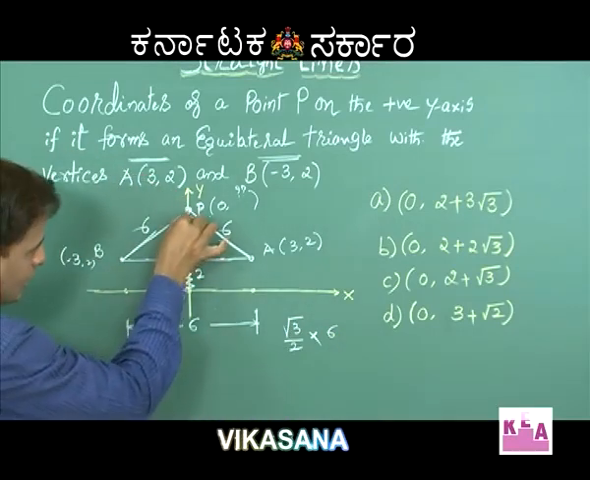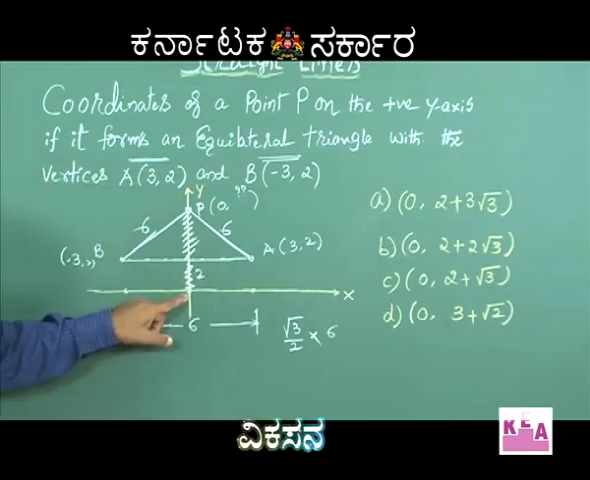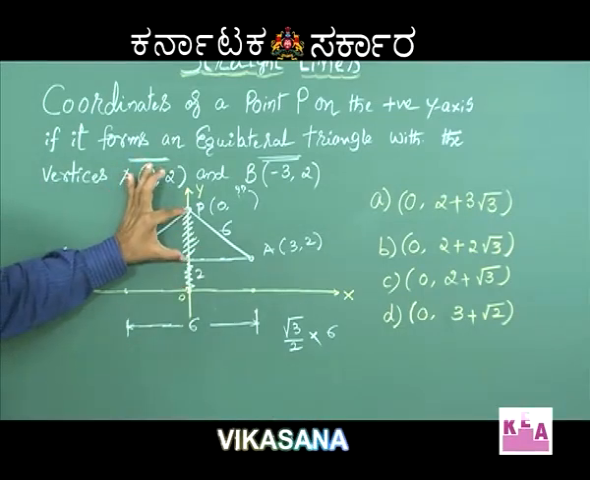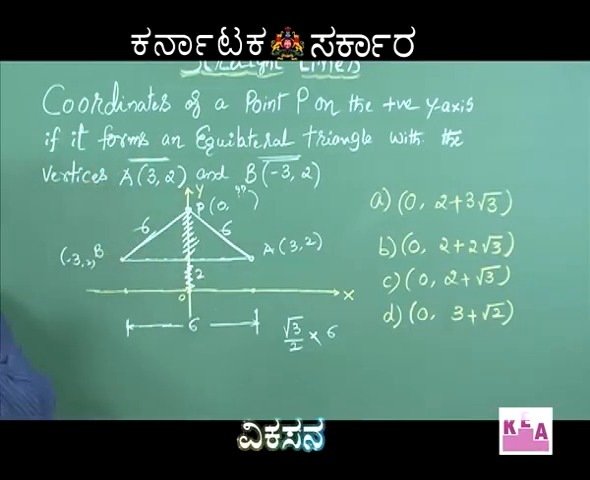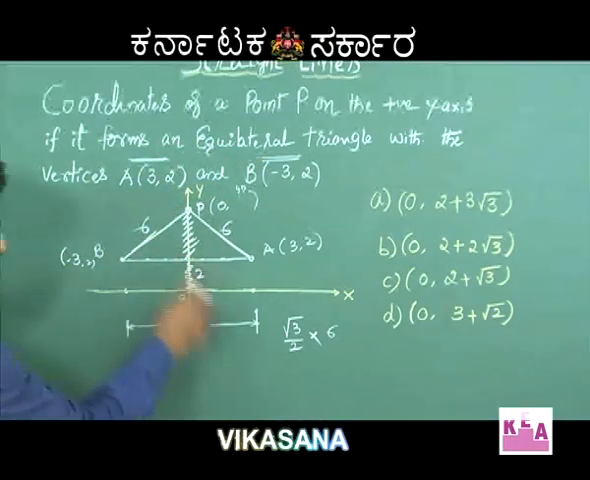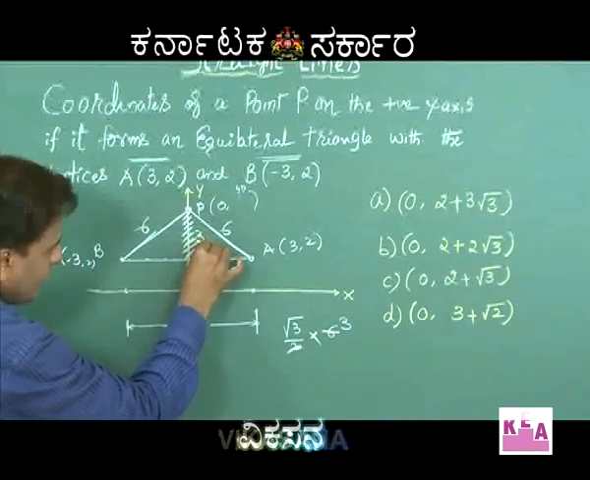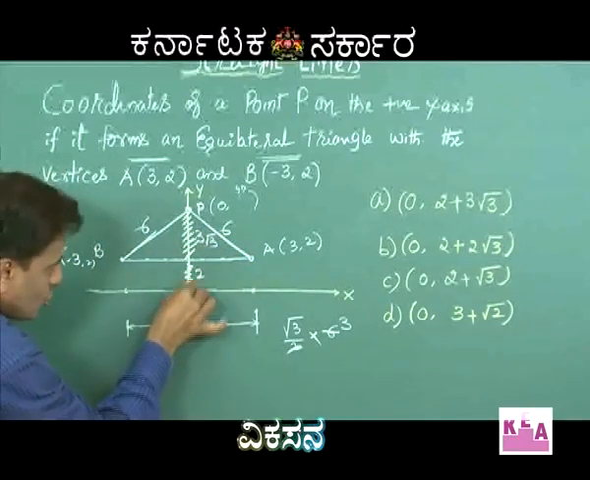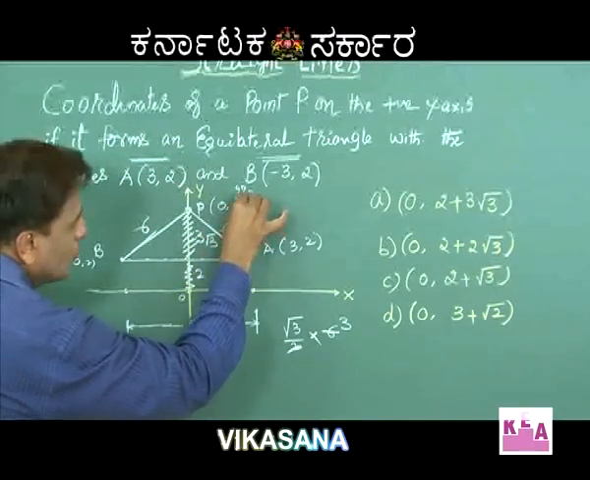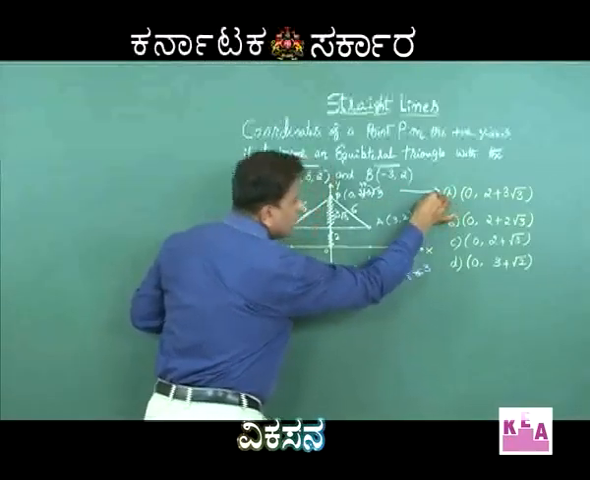So to find the y coordinate, we are already aware of this length, which is 2, and now we need to find this length. This length is equal to the height of the equilateral triangle. Height is root 3 by 2 into side, root 3 by 2 into 6, which is 3 root 3. So the total y coordinate will become 2 plus 3 root 3. Therefore the coordinates are (0, 2 plus 3 root 3). I think the right option is A.